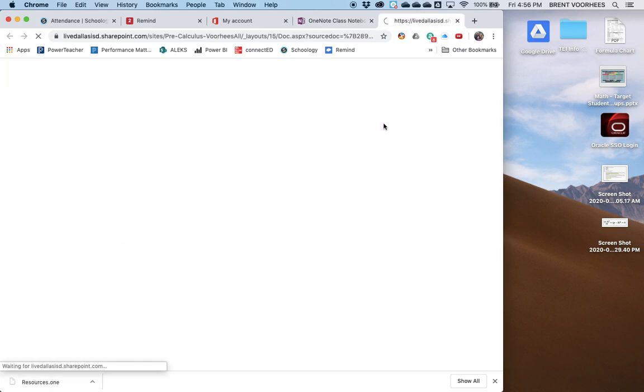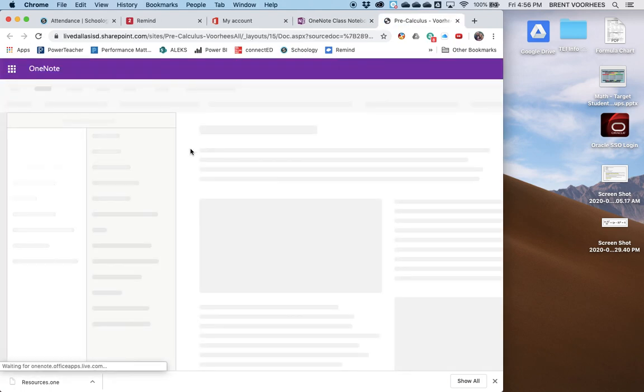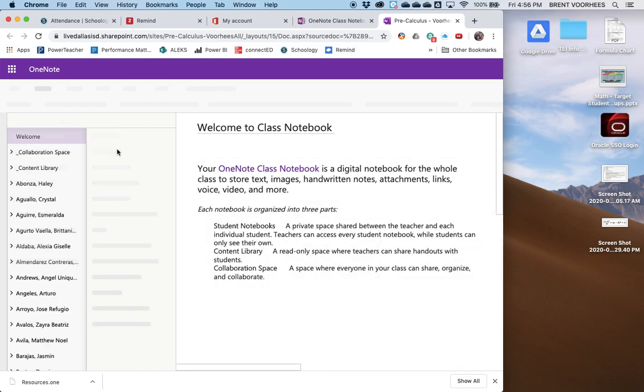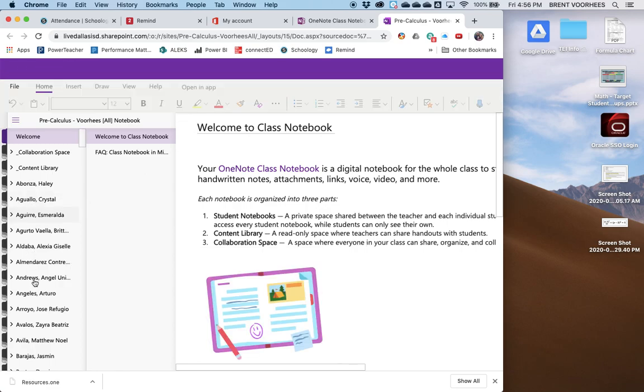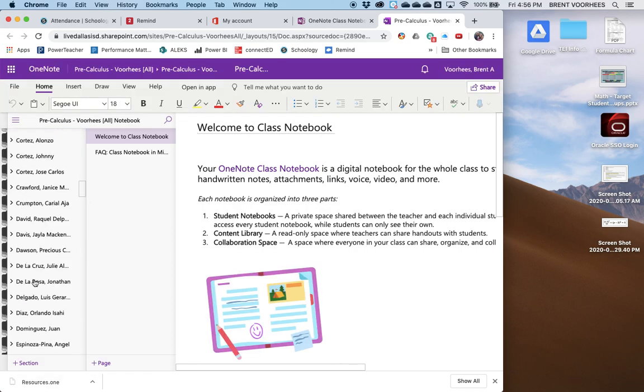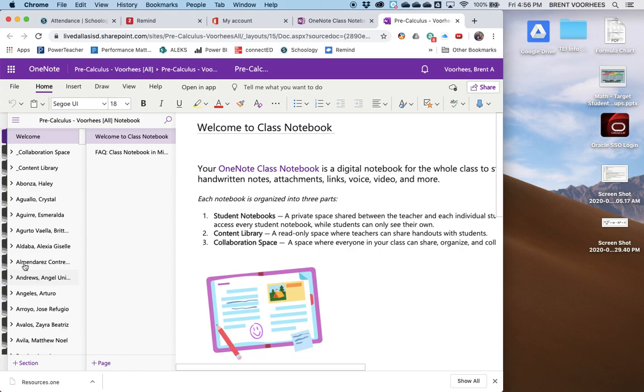Open notebook. Will it open for me? Yeah, here we go. When this opens up, your name should be on there. If I scroll down, somewhere in here is your name. There's 198 of them. One of them should be yours. Up at the top is the content library. In case Schoology is not working out, you click that. It should be there. I don't know why it's not. I'll have to play around some more.